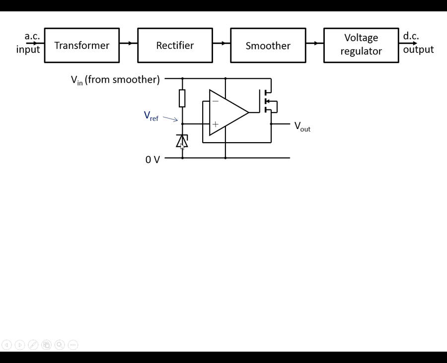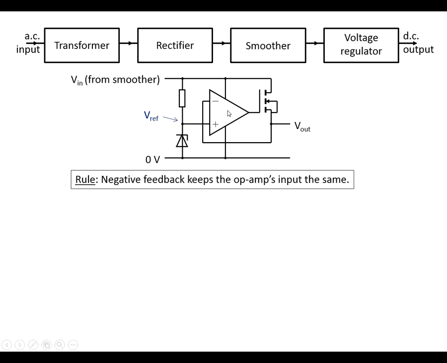The Zener is going to be providing a reference voltage, and if we have a look here, we've got Vout connected to the inverting input here, providing some negative feedback. And as usual with op-amp circuits, if you've got negative feedback, then the op-amp's inputs are going to be kept the same, which means that Vout is going to be equal to Vref. So Vout, which is going to the inverting input, equals Vref, which goes to the non-inverting input.